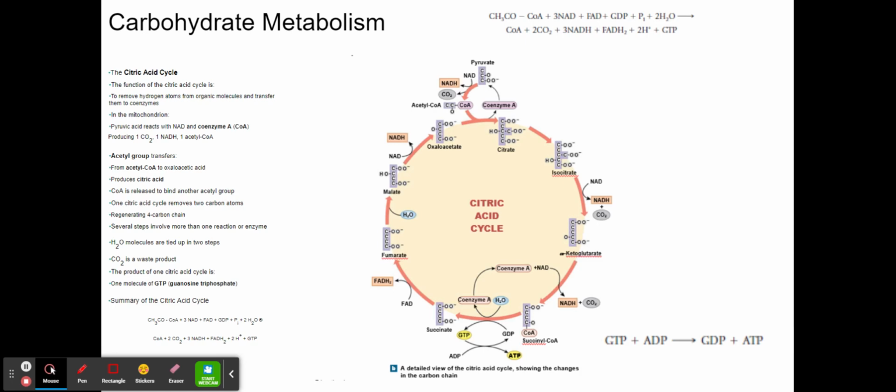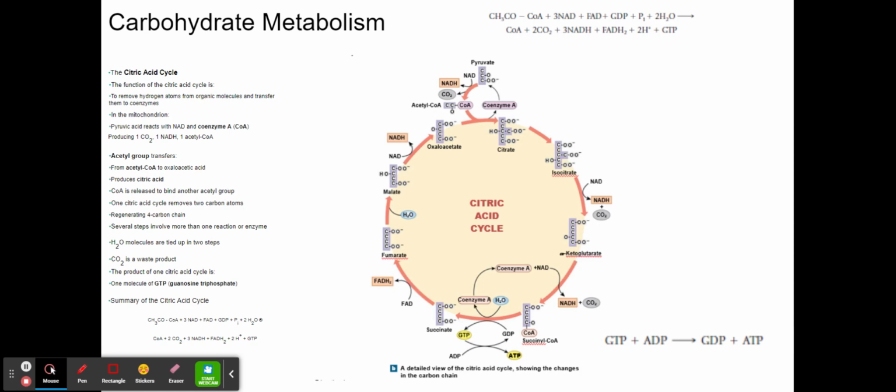At the start of the citric acid cycle, the 2-carbon acetyl group carried by CoA is transferred to a 4-carbon oxaloacetic acid molecule to make the 6-carbon compound citric acid. Coenzyme A is released intact and can thus bind to another acetyl group. A complete revolution or turn of the citric acid cycle removes 2 carbon atoms, regenerating the 4-carbon chain, and this is why the reaction sequence is called a cycle.